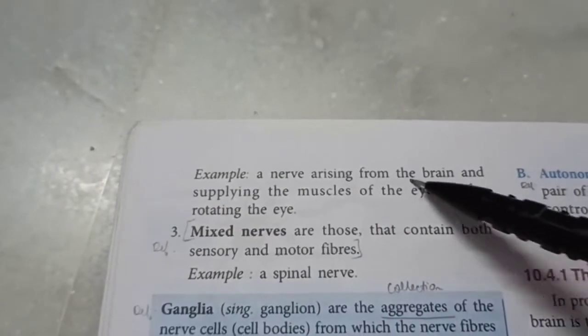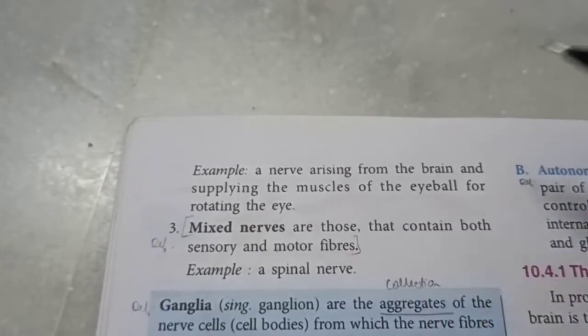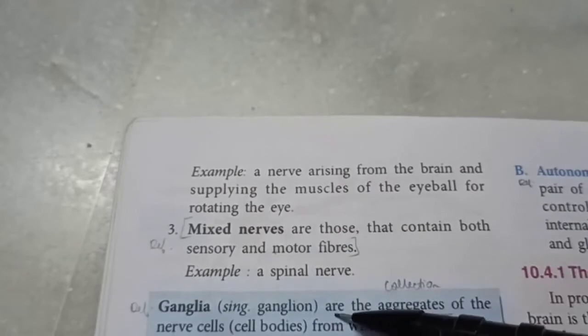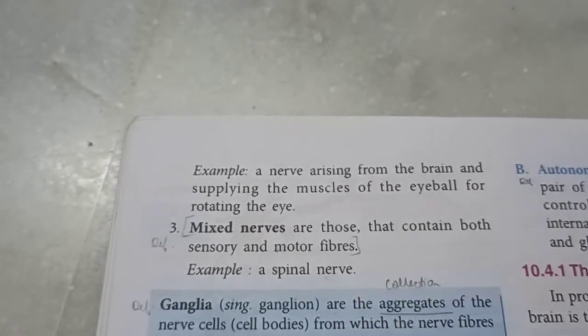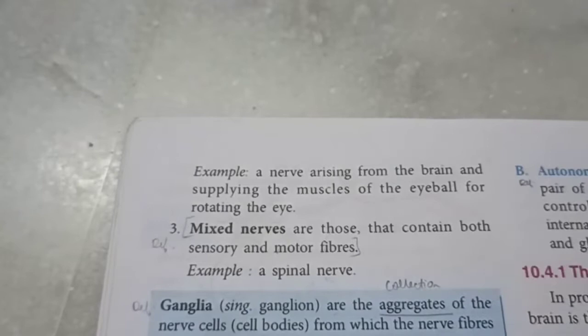Example of that is the nerve arising from the brain and supplying the muscles of the eyeball for the rotation of the eye. And third, we have mixed nerves, which have both sensory and motor fibers. Example, spinal nerves. All spinal nerves are mixed nerves because they have sensory as well as motor neurons. We'll study the diagram of mixed nerves in a while.